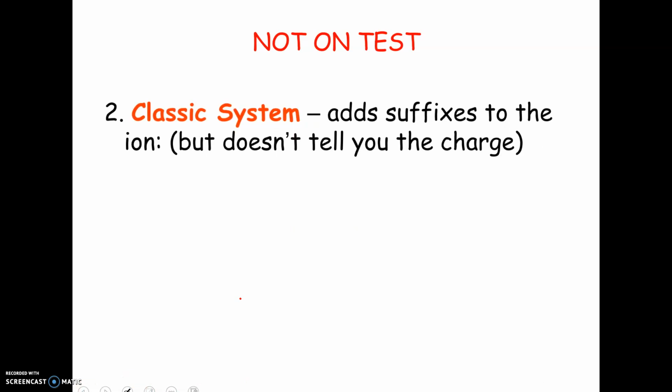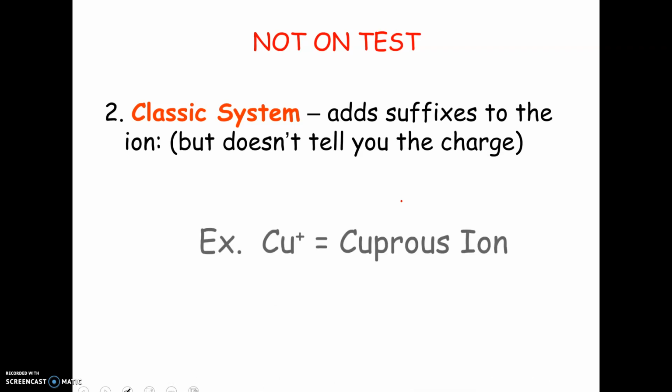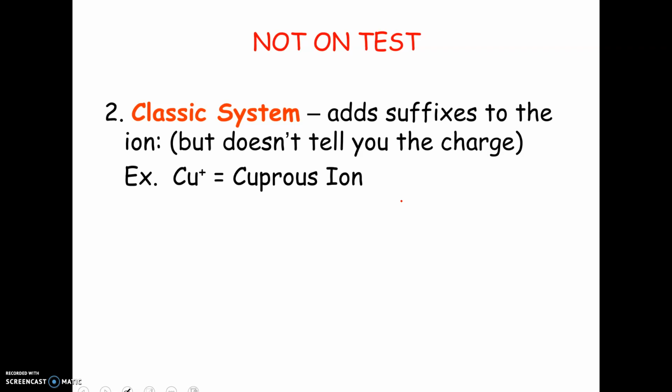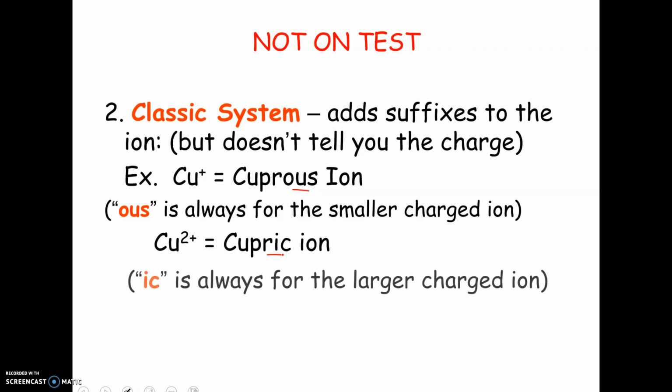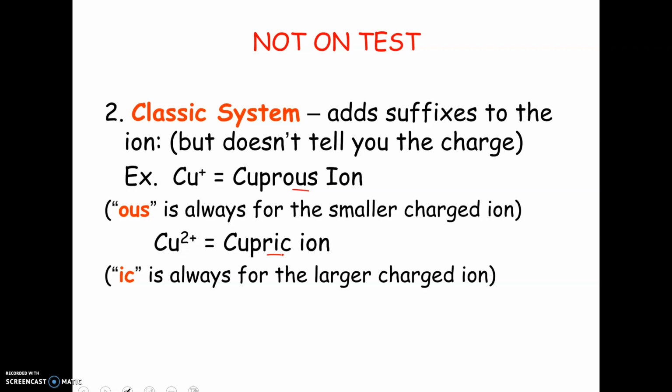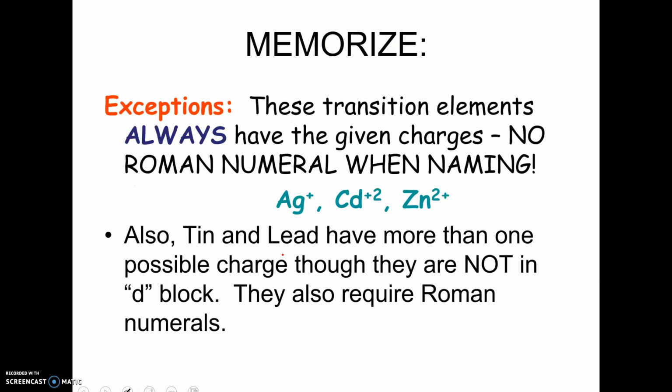+2 charge. Now there is an older system called the classic system, and it uses suffixes instead. You don't have to know this for the test. So the classic system, it would have, for example, copper with a +1 would be called cuprous ion. This ending would always be the smaller charge. And then ic is for the higher charge. So cupric ion and cuprous ion. But this one will be on the test. The newer way of doing it is with the Roman numeral, which tells you exactly what the charge is on there. Now there's also a couple of exceptions.